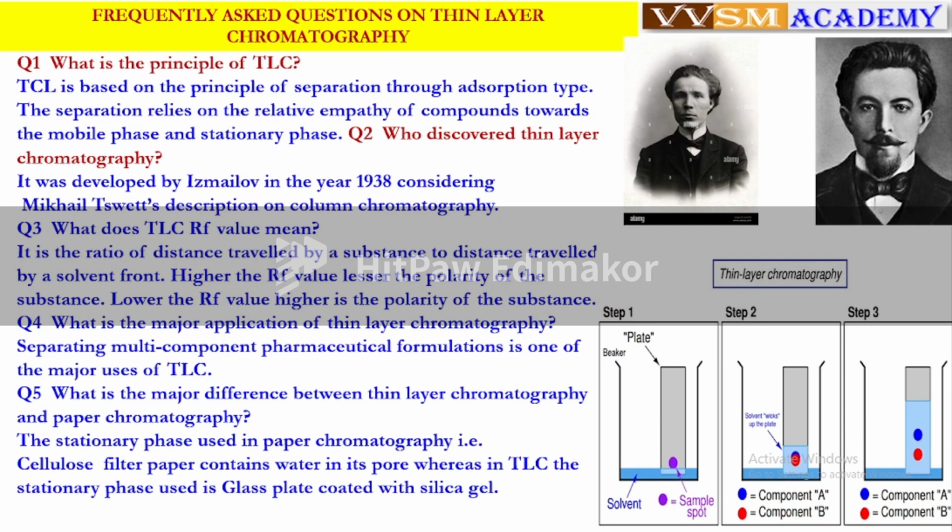It was developed by Izmailov in the year 1938, considering Mikhail Tswett's description of column chromatography. So, what is the major difference between thin layer chromatography and paper chromatography? The difference is that cellulose filter paper contains water in its pores, whereas in TLC the stationary phase is a glass plate coated with silica gel.